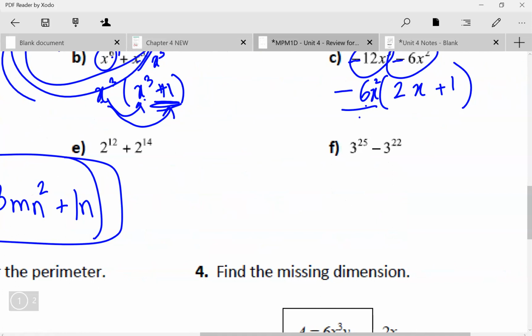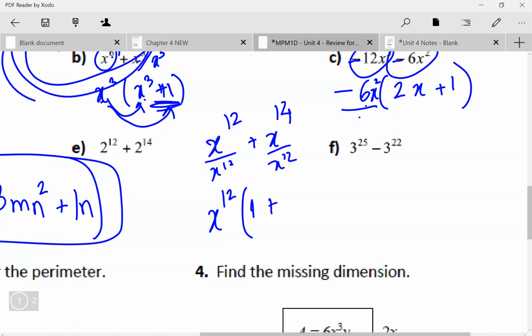Now these are E and F, the ones that we haven't seen before, but it's very, very similar. Imagine this was x to the power of 12 plus x to the power of 14. What would you do? You would take the lowest power of x as your greatest common factor, and then you would divide this by x to the power of 12, which would give me 1, and this by x to the power of 12, which would give me x squared. Very same way you're going to do this.